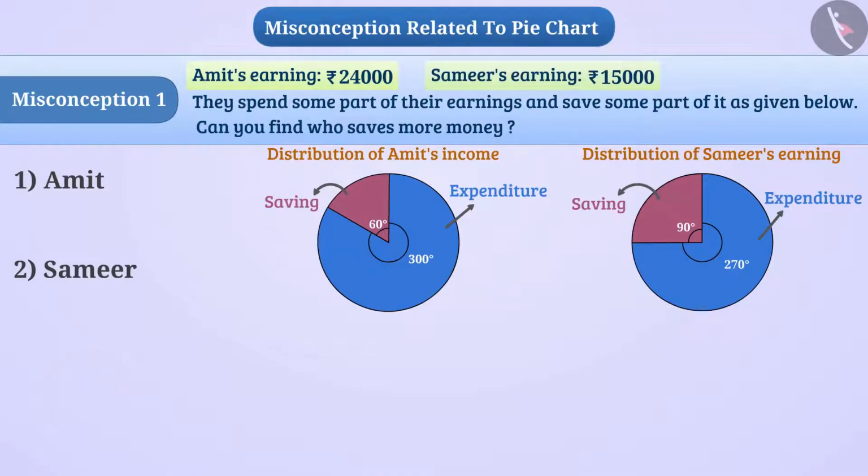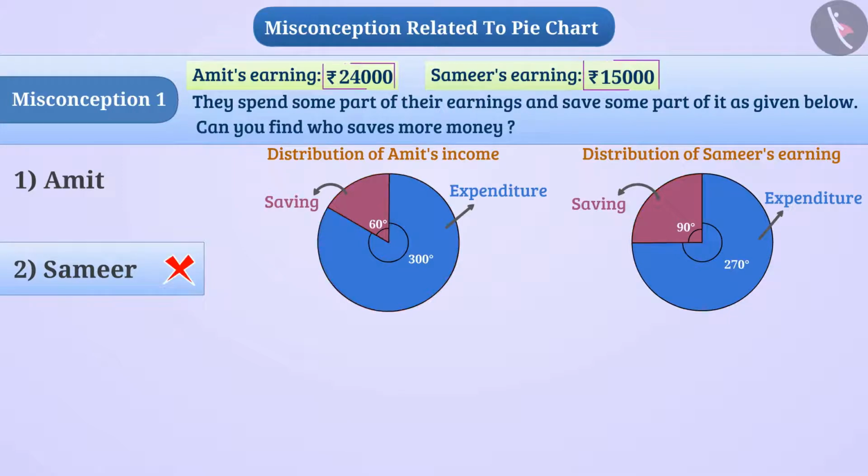Here, the money Amit has saved is represented by an angle of 60 degrees and the amount of money that Sameer has saved is represented by an angle of 90 degrees. Some children compare angles to find that Sameer saves more money than Amit. With this understanding, they answer option 2, which is a wrong answer. They do not see the pie chart as a whole and its parts.